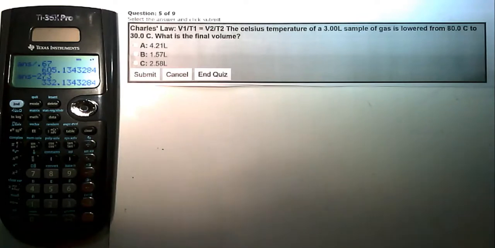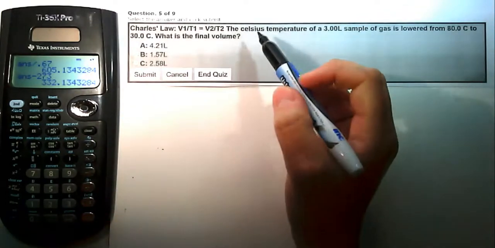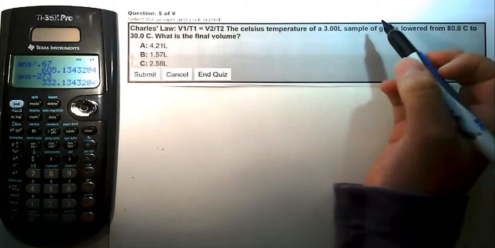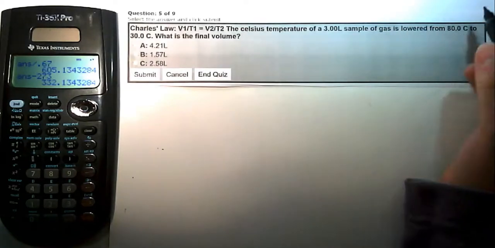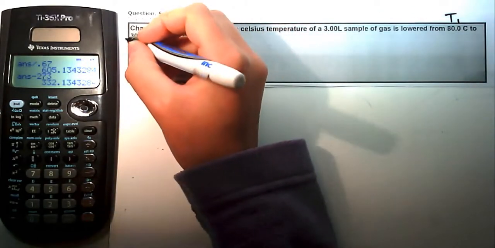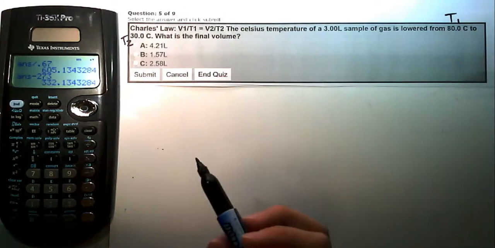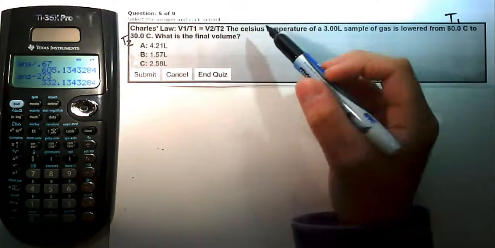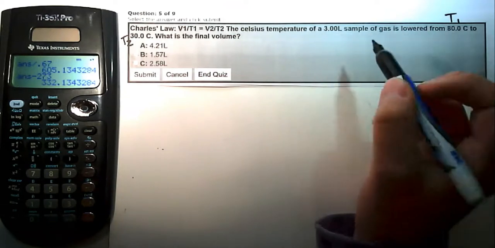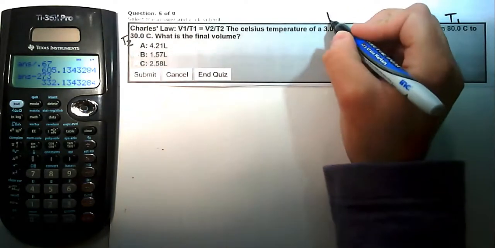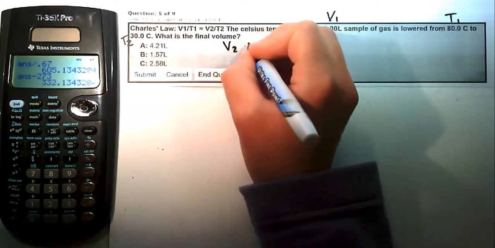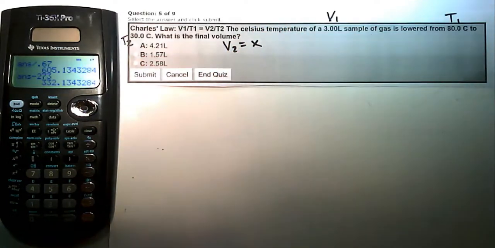Our next problem is another Charles's law problem. It says the Celsius temperature of a 3-liter sample of gas is lowered from 80 degrees Celsius, so that's our initial temperature, our T1, to 30 degrees Celsius. There's our T2 value. We have T1 and T2 given. We're starting at 3 liters, so this is our V1 value. What is the final volume? This is our V2 that we're being asked for, so that's going to be our value of X.